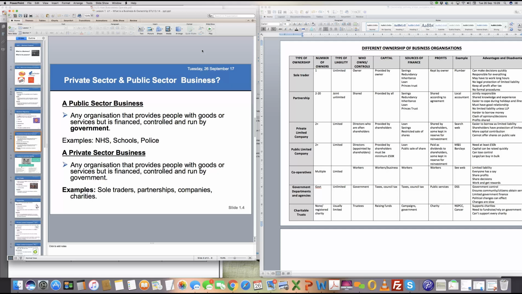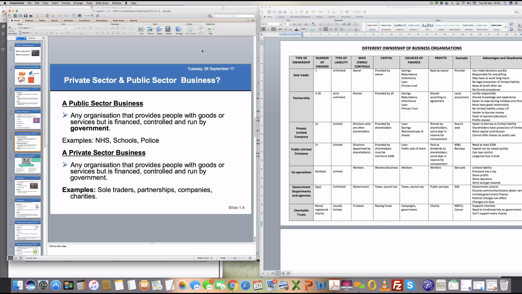So when we look at classification of businesses, we define them into two types. One is public sector businesses, and the other is private sector businesses. So what is a public sector business? An organization that provides people with goods and services, but is financed, controlled, and run by the government. That kind of organization or business would be called a public sector business.